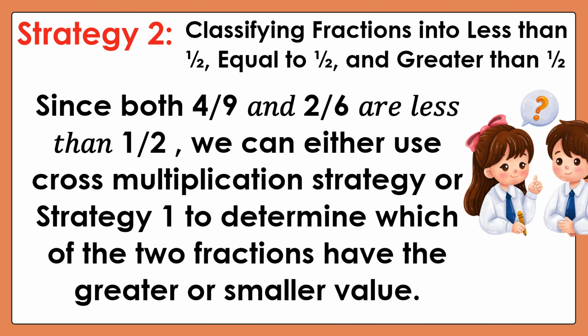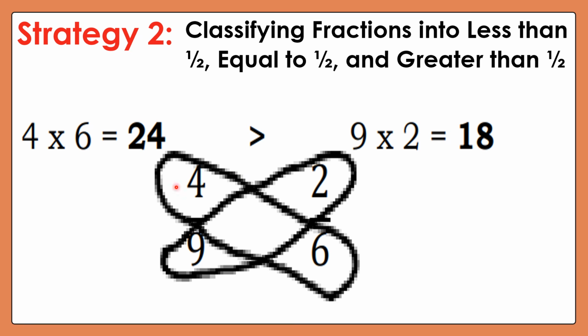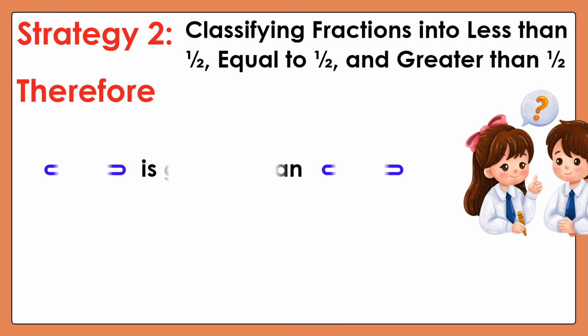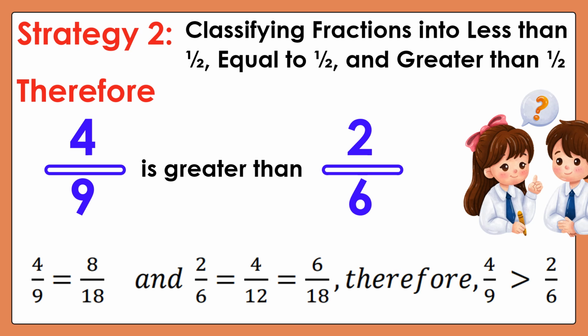Since both 4/9 and 2/6 are less than 1/2, we can either use cross multiplication strategy or strategy 1 to determine which of the two fractions have the greater or smaller value. 4 times 6 is equal to 24, is greater than 9 times 2 is equal to 18. Therefore, 4/9 is greater than 2/6.